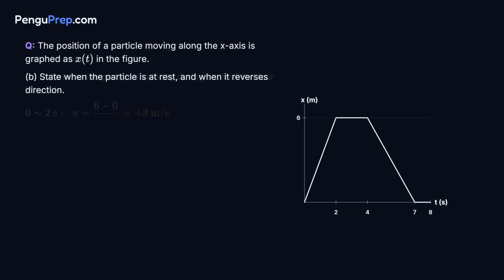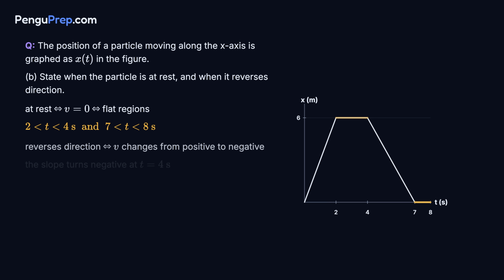For part B, a particle is at rest when its velocity is 0, and the velocity is 0 whenever the slope is 0 on the position graph. In other words, whenever you see a flat region. And the flat regions here are from 2 to 4 seconds and 7 to 8 seconds. So those are the intervals at which the particle is at rest.